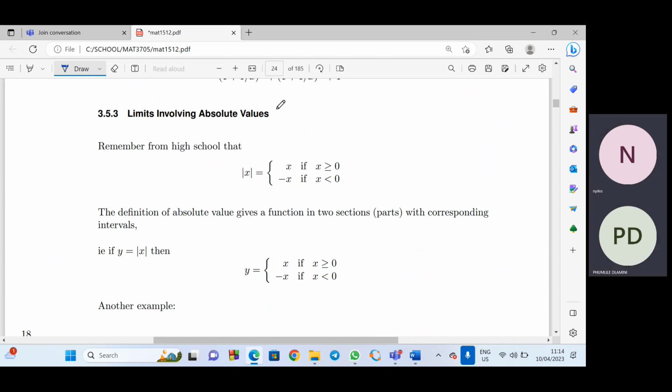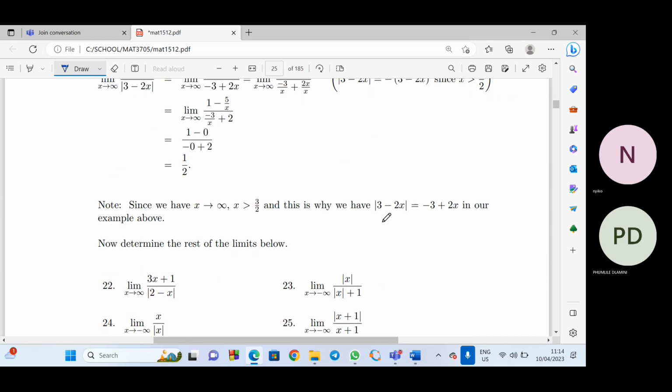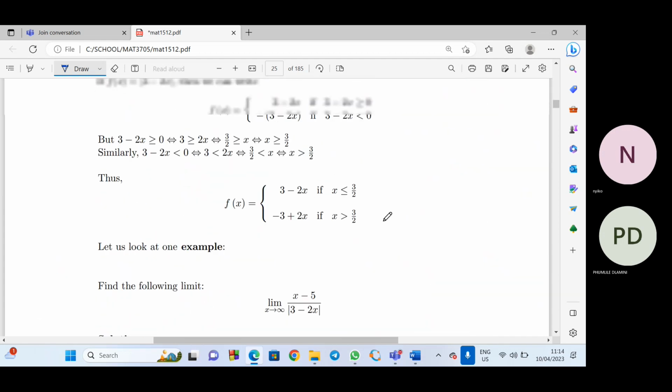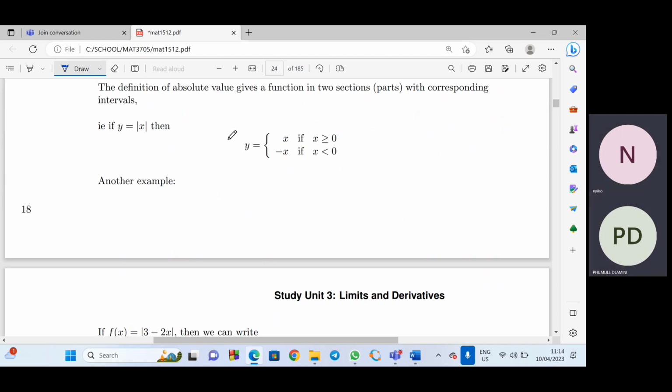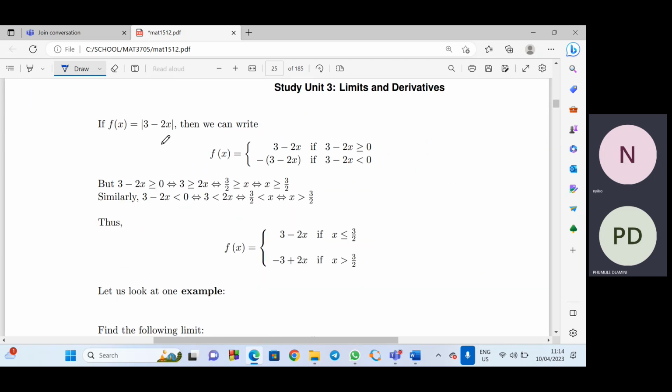So, limits involving absolute values. I think I already mentioned the first thing the first time we did it in our lesson. When we say absolute value of x equals 0, this means it's the same as x equals 0 or negative x equals 0. Normally when we have a question, like maybe we have this one here.